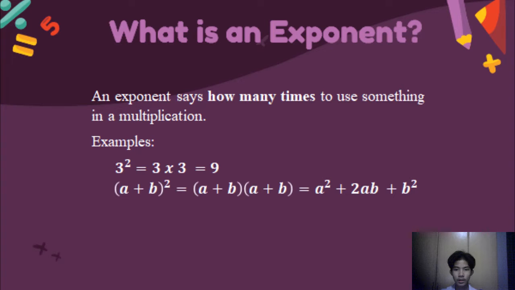The next example is a plus b squared. So we will times a plus b by itself twice since the exponent is 2. So by FOIL method, the answer will be a squared plus 2ab plus b squared.